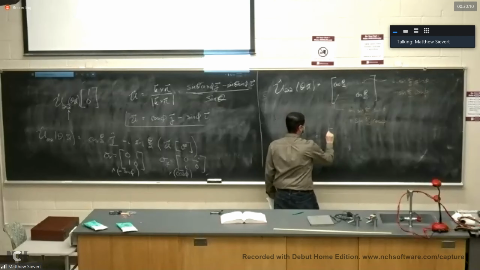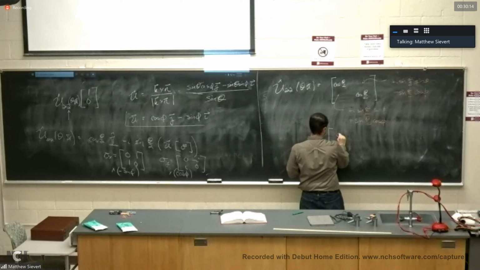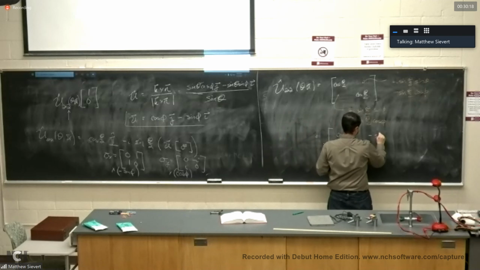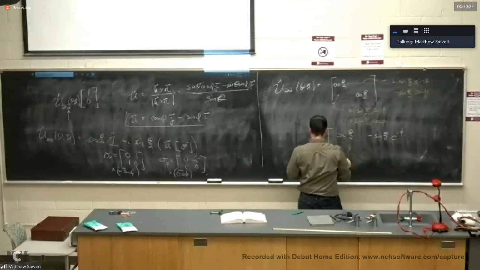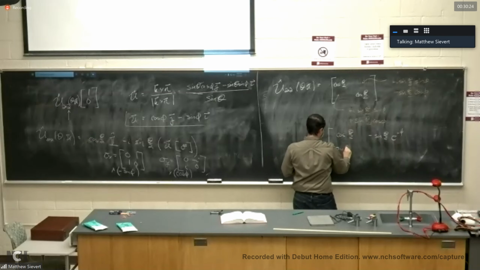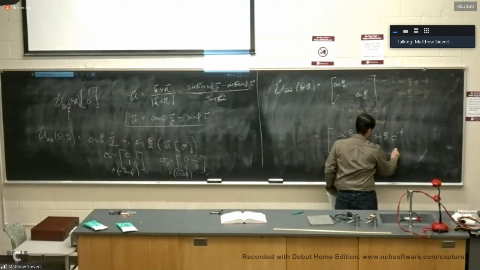Okay, and so I can combine these pieces nicely into cosine theta over 2, minus sine theta over 2 e to the I phi, sine theta over 2 e to the minus I phi, cosine theta over 2.